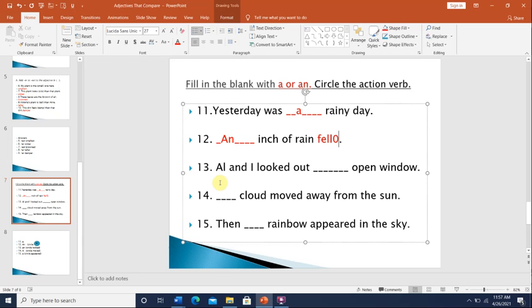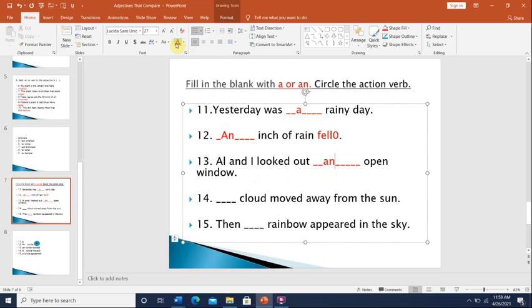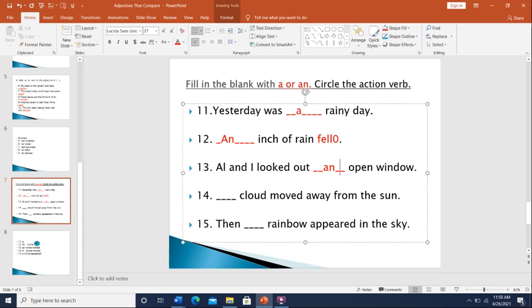Number 13. Al and I looked out blank open window. The next word here is open. Open begins with O, which is a vowel. That means we will write an. Al and I looked out an open window. Okay, where is the action verb here? Al and I looked out. Look. So looked is the action verb, and we will make a circle around the word looked because it's the action verb. And here we put an because the next word is open, and O begins with a vowel.